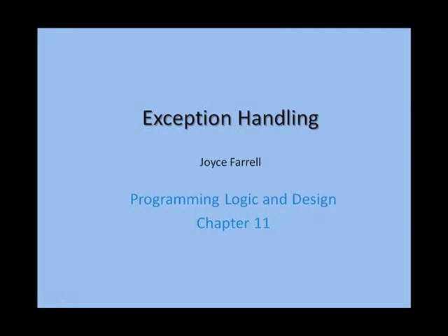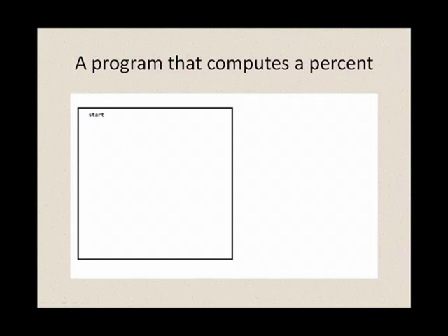Let's take a look at exception handling. Let's look at a short program that computes a percent. For example, you might declare points earned on a quiz, points possible for the entire quiz, and percent, which is a ratio between those two values. When you make these declarations, 3 spots are set up in memory.